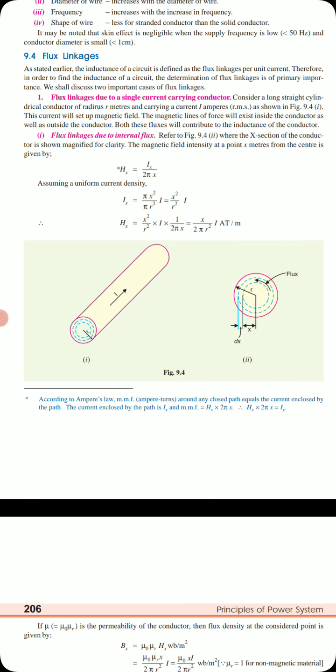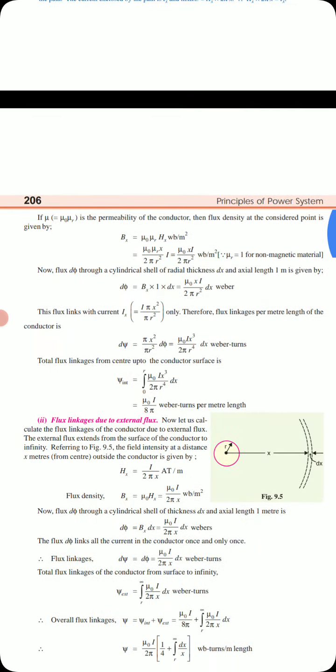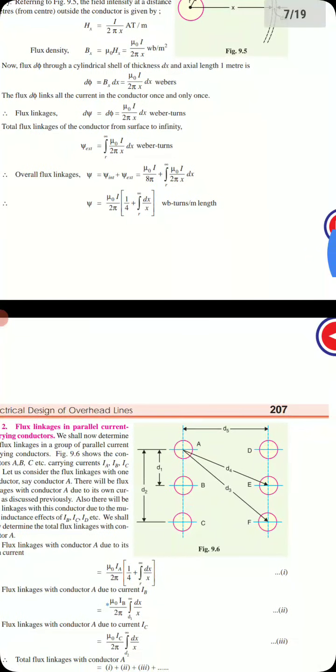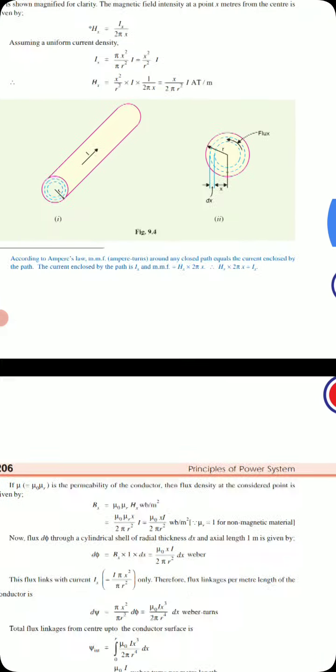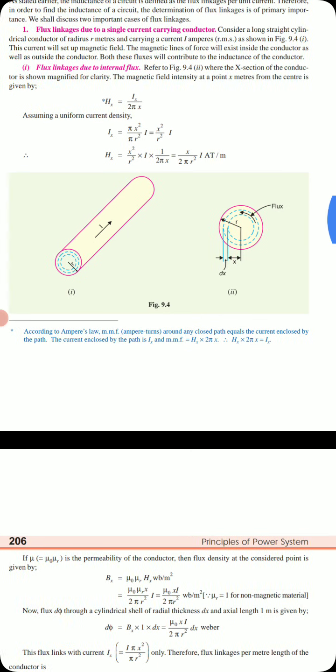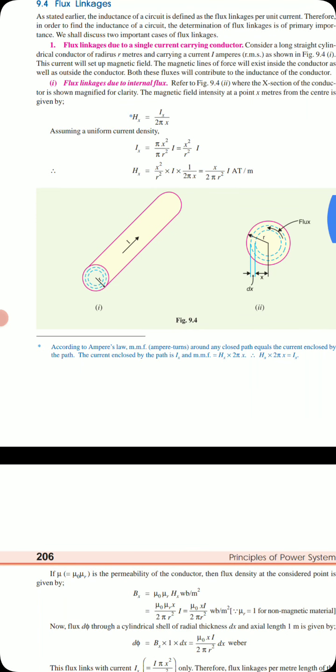If there are a number of conductors, then each conductor's internal flux plus the flux linkages with the other conductors also need to be taken. That we will see in the next class. For the time being, try to understand this concept clearly first. Go through this and derive by your own the flux linkage equation when the flux linkage is due to a single current carrying conductor.